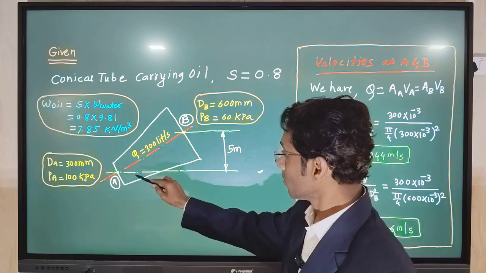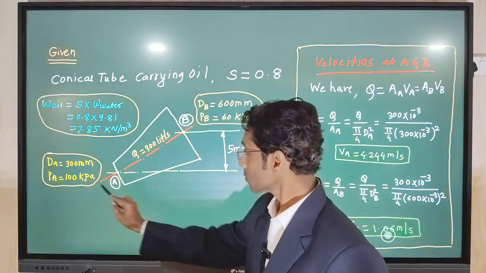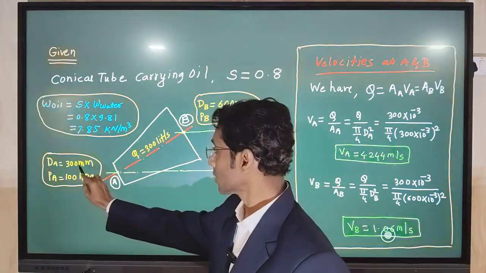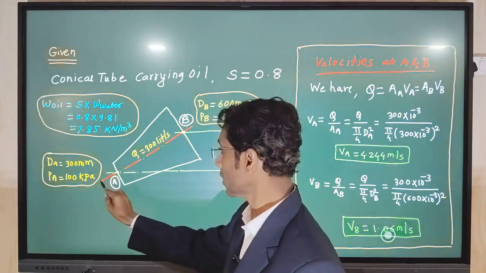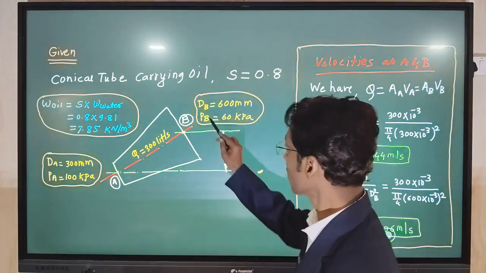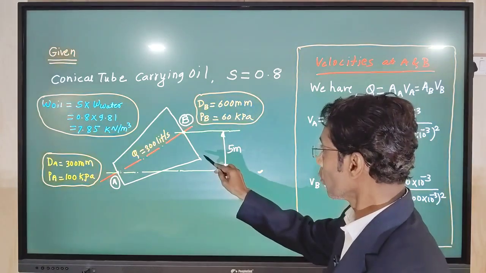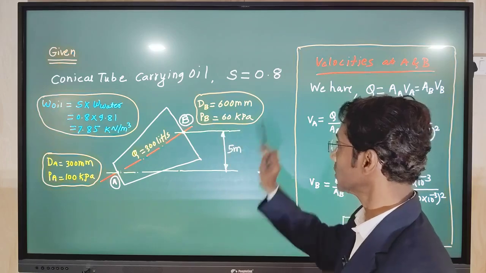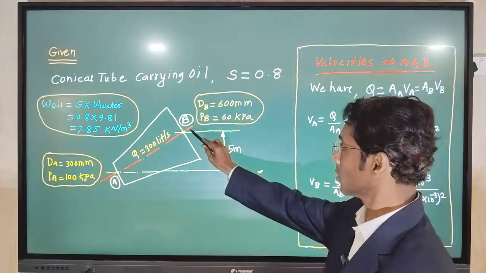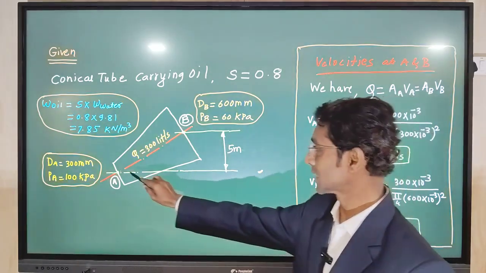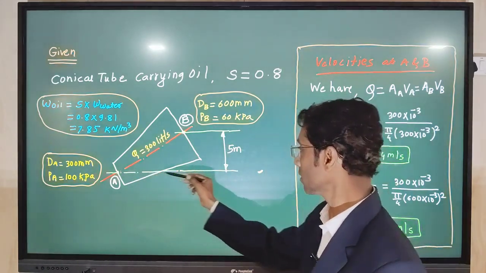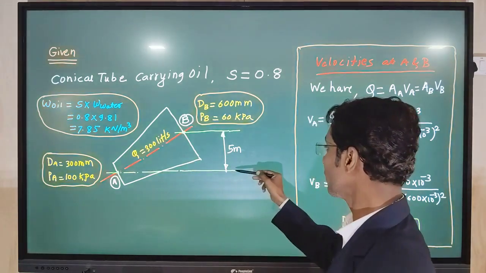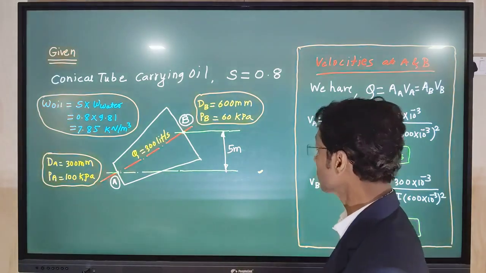As per the given data, this is a pipeline. Here at section A or location A, diameter is given as 300 mm and pressure intensity is 100 kilopascal. At the other location, section B, diameter is 600 mm and pressure intensity 60 kilopascal. Section B is 5 meter above section A. So we take this as the level of section A. This line we take as a datum or reference line.